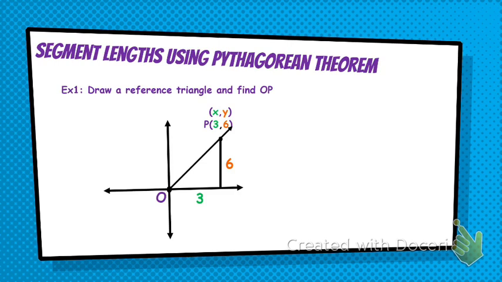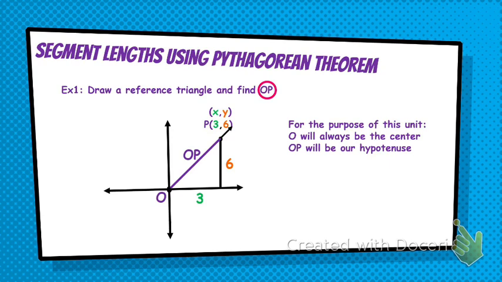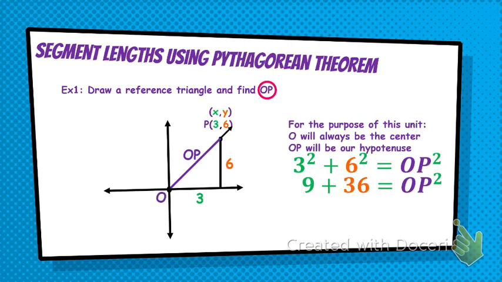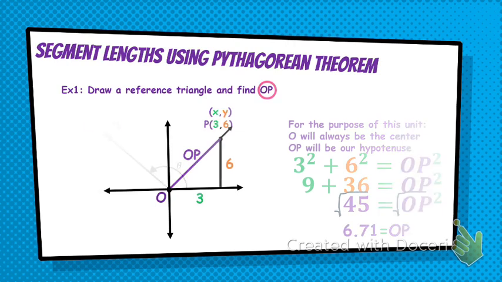And so if I'm asked to find OP, that's asking to find the hypotenuse. So I'm going to use Pythagorean theorem to do that. For the purpose of this unit, O will always be our center, and OP will be our hypotenuse. So there's OP. 3 squared plus 6 squared equals OP squared. That's 9 plus 36. I get 45, and then to solve for OP, I need to take the square root of both sides and get approximately 6.71 for OP.